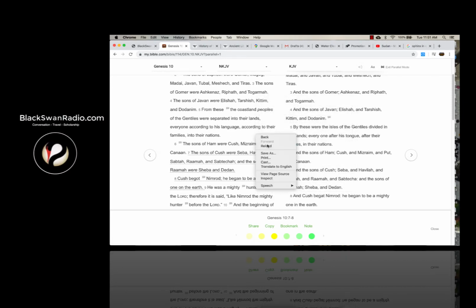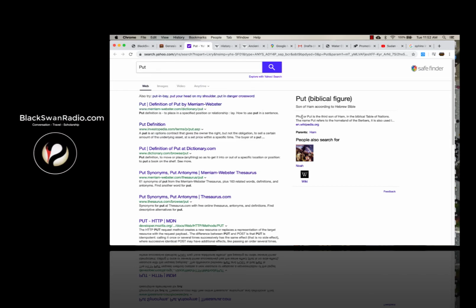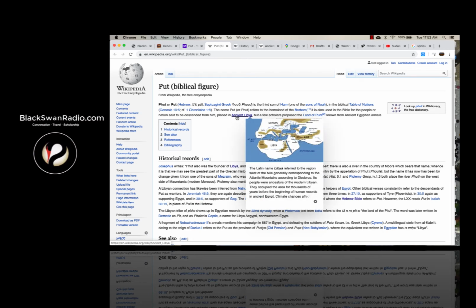Now, Put we have to look up because it's actually a word named Put. We'll search the word Put, and when you put ancient in front of it, he'll even let you know here. A biblical figure. Notice it's spelled with an H here when the Greeks put the H in front of it. Put is the third son of Ham. In the biblical table of nations, the name of Put refers to the homeland of the Berbers. The Berbers lived from Libya backwards. The Moroccans, the Moors, were Berbers before they converted to Islam.